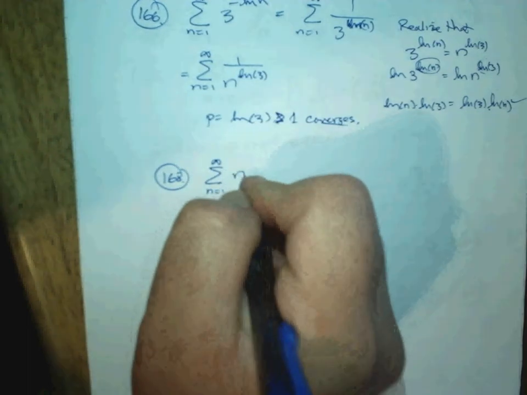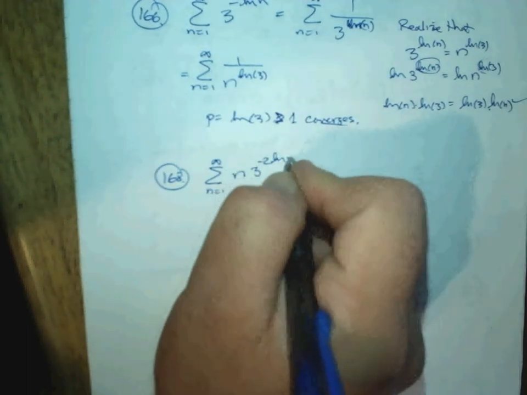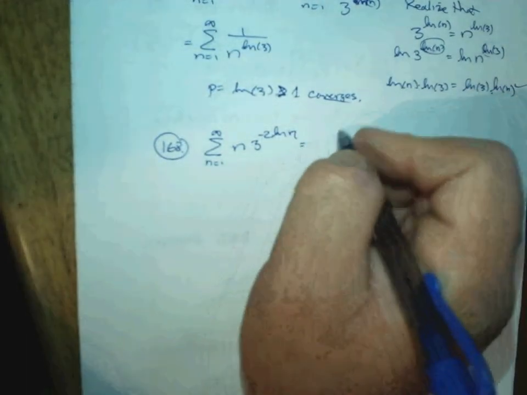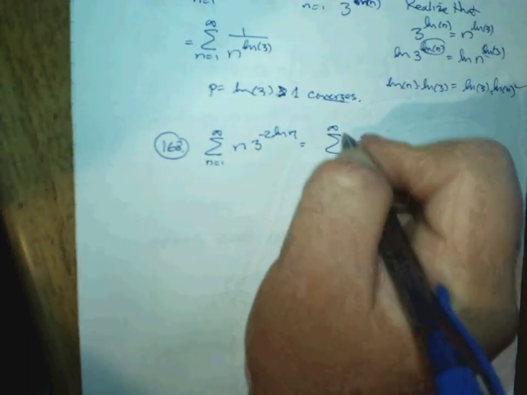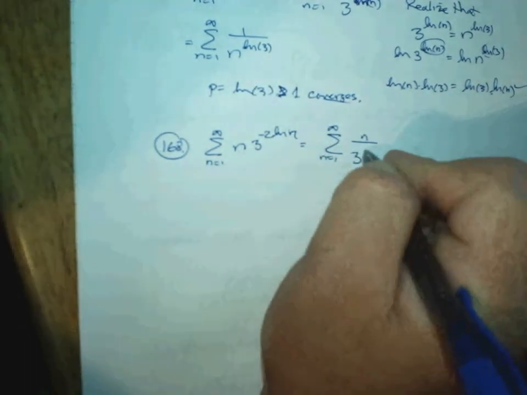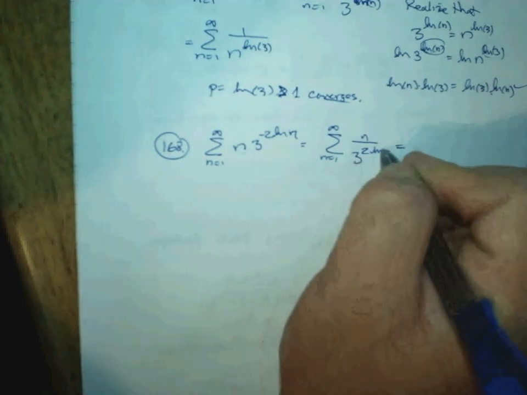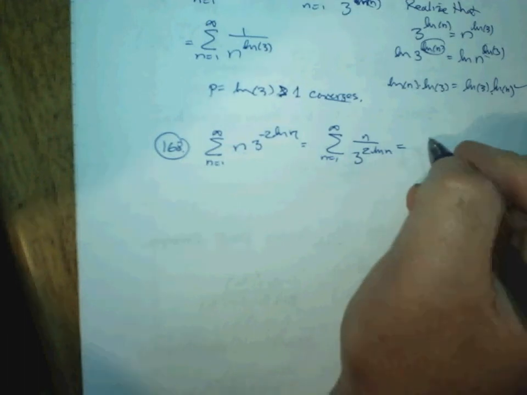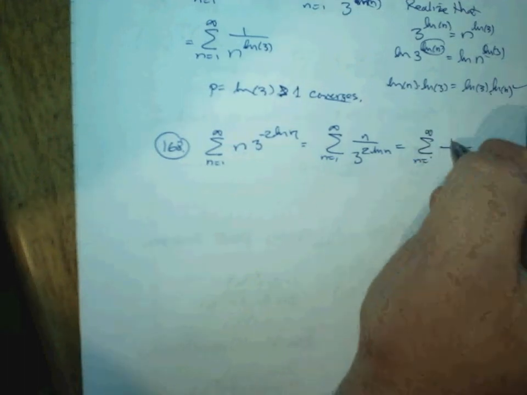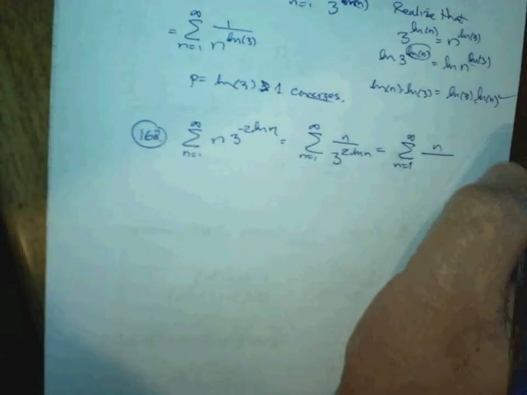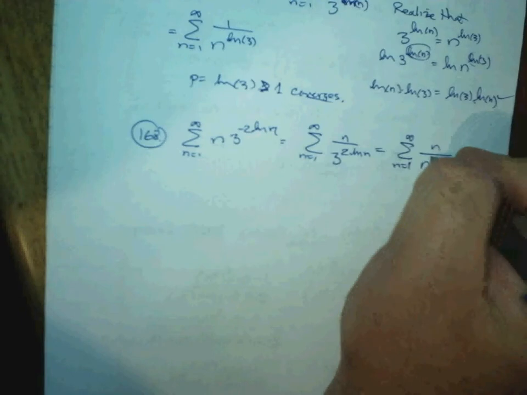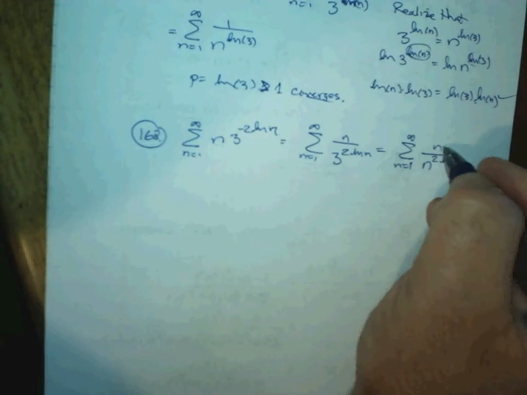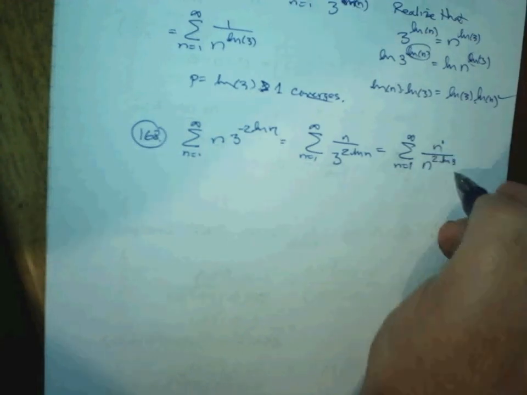168 runs similar to this. In 168 we have n over 3 to the negative 2 ln of n. Okay. So that is n in the top and in the bottom 3 to the 2 ln of n. Same reasoning we used up here. 3 to the 2 ln of n becomes, get this written out, n to the 2 ln of 3.